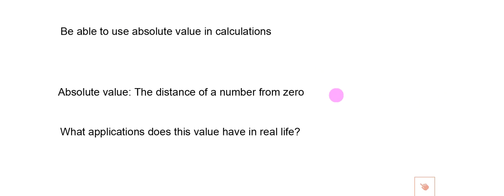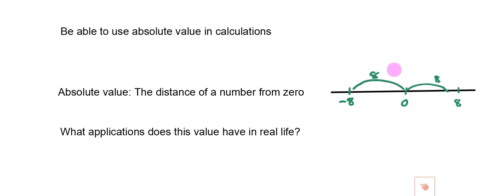Well, if we were to draw a little number line, and I put 0 in the middle and put the number 8 there, which other number is exactly the same distance from 0? Yeah, negative 8. So negative 8 is the opposite of 8, and they are both a distance of 8 from 0. Okay, so that's all absolute value is.